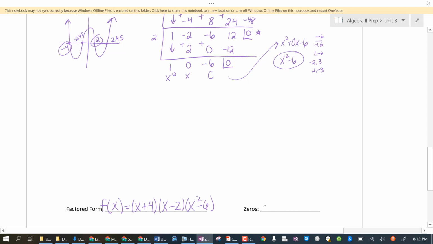So my zeros are -4, +2, and now I need to solve x squared equals -6, add 6, take the square root. 6 doesn't have a nice square root, so x is going to equal plus or minus the square root of 6. And those would be my zeros or my solutions.